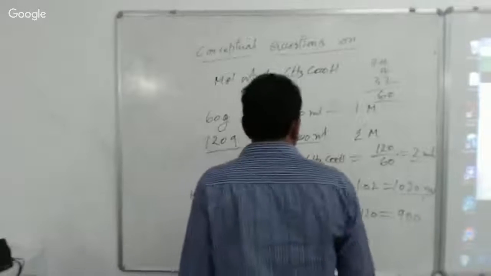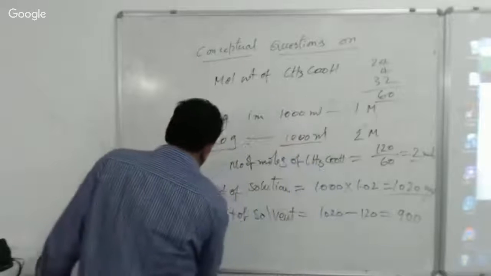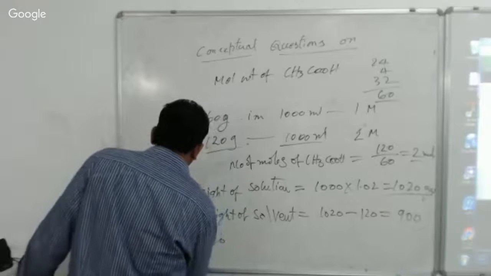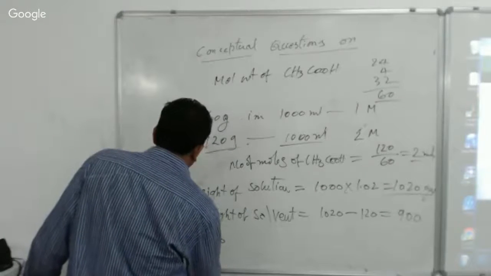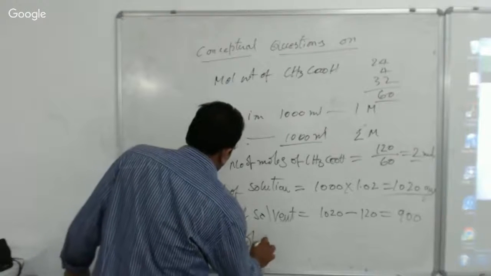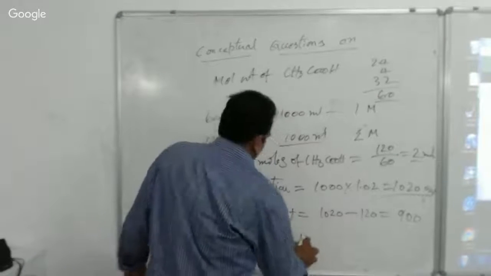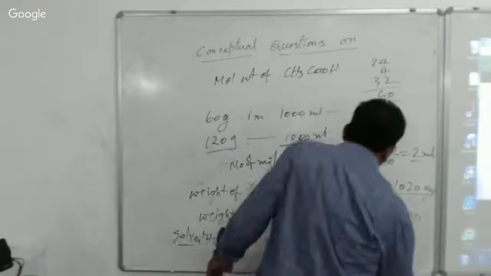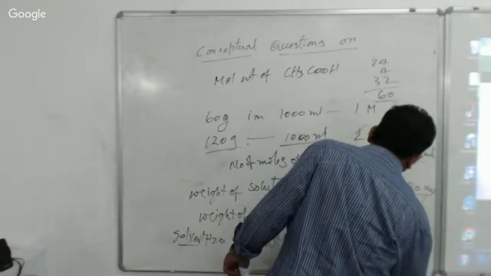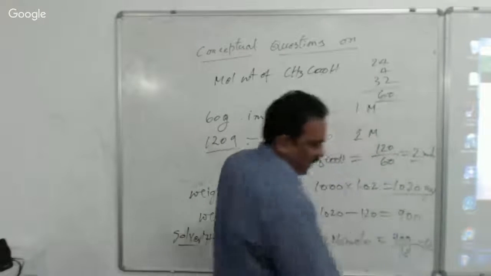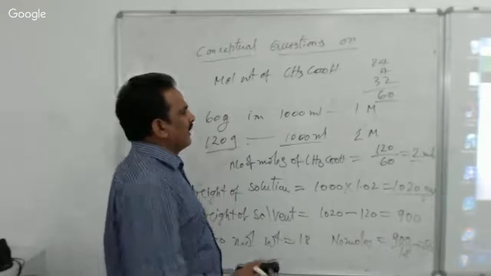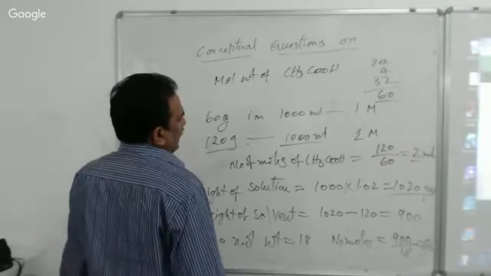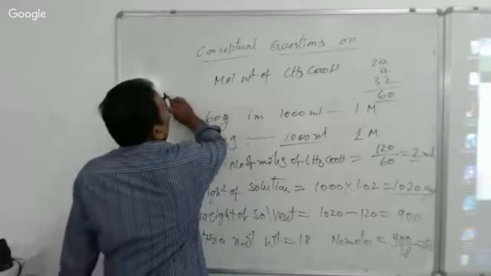Once you know the weight of solvent, then you need the molecular weight of solvent, which is H2O, and the molecular weight is 18. So the number of moles is equal to 900 by 18, which is 50. Now we got the number of moles of solute and solvent. One is 50, the other is 2. So I will write the same.